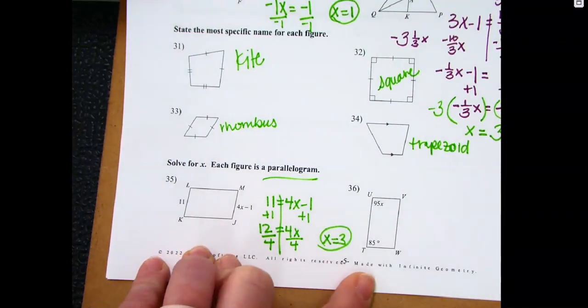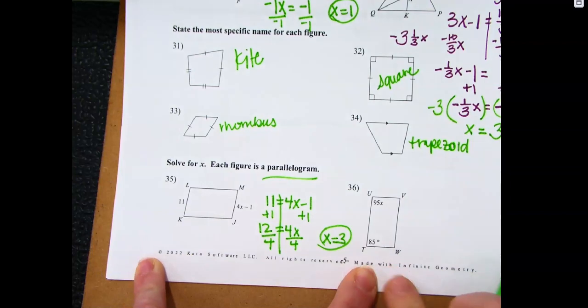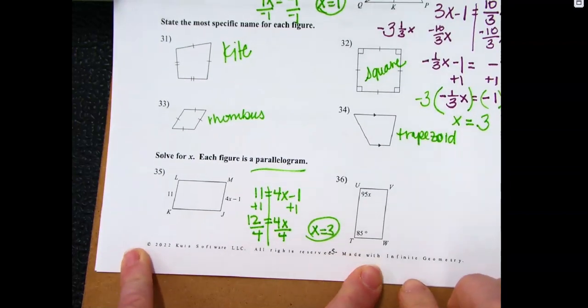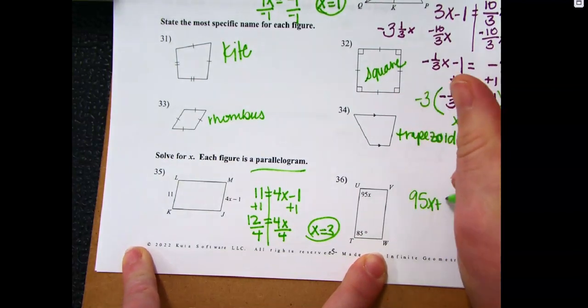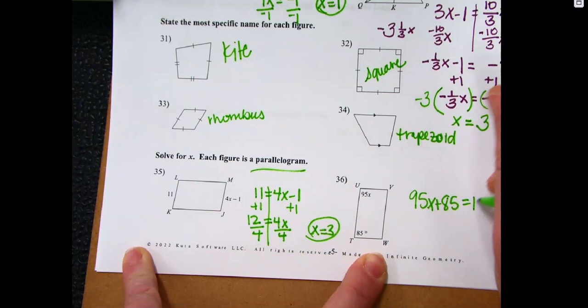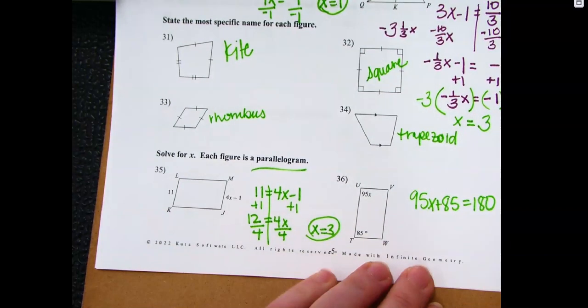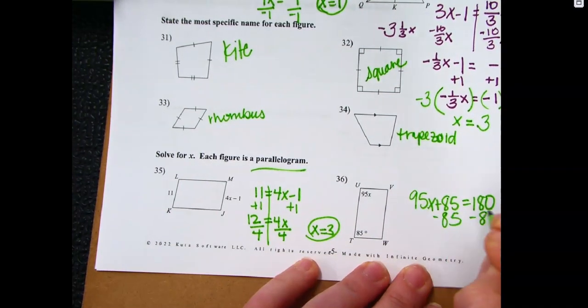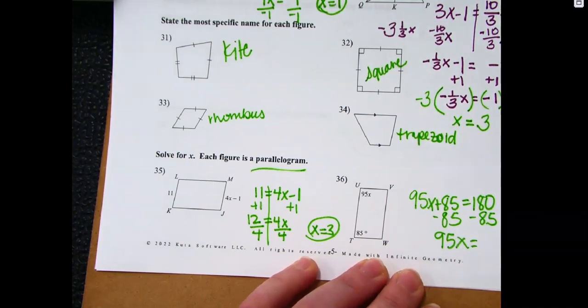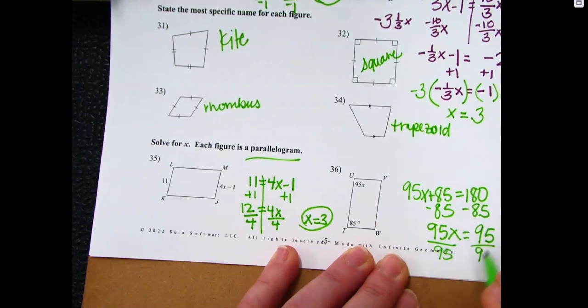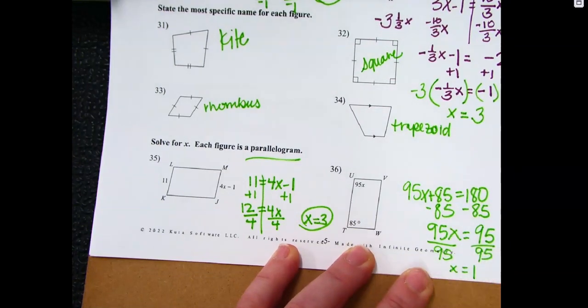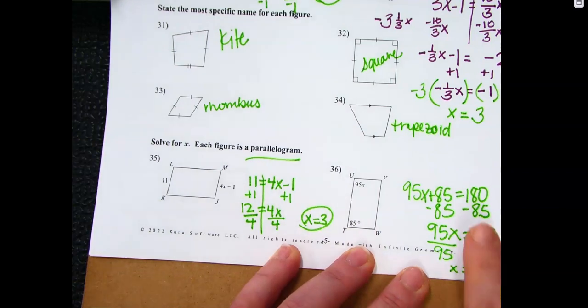Now this one is not that case. These two are not congruent to each other. They are going to be supplementary, which means I'm going to add those 2 things together, set it equal to 180. So I'm going to subtract 85. So 95x is equal to 180 minus 85. That's equal to 95. You divide by 95, so x is going to equal 1. Okay?